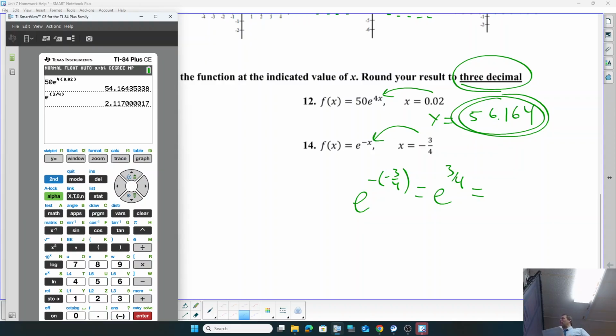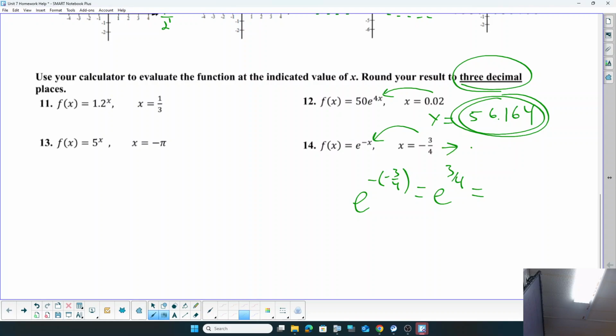Okay, we get 2.117, 0, 0, 0, 0, 0. So when x equals that, negative 3/4, y equals 2.117, 0, 0, 0. And so that's just our answer right there. Don't worry about the zeros because we're doing 3 decimal places.